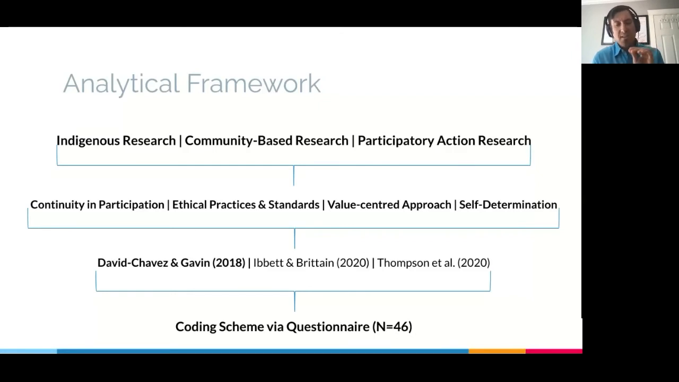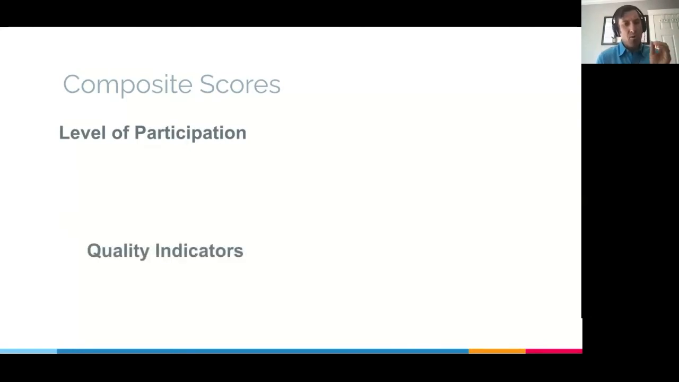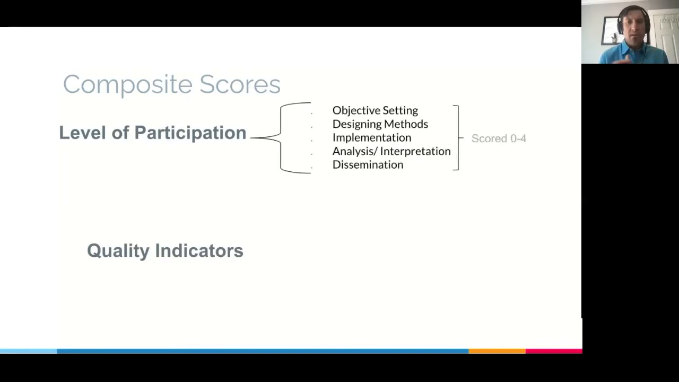From that subset, we've developed a few composite scores. The first one we're interested in is level of participation. And the second, we're not just interested in the level of participation, but also the quality of participation, or the quality of the collaboration. To develop our composite score for level of participation, following David Chavez and Gavin's approach, we scored each of 5 stages from 0 to 4, from no participation to being Indigenous-led. That helped us to get a sense of the overall level of participation.